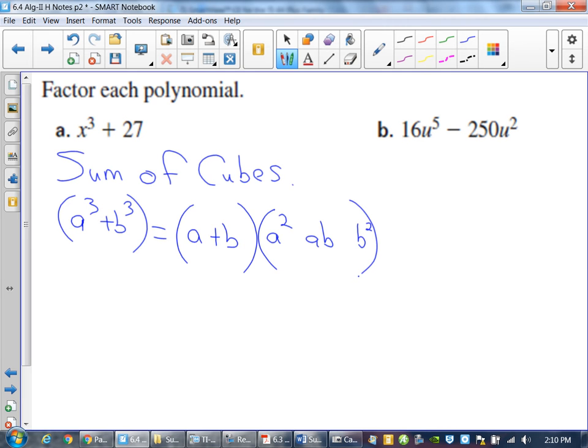And here's what happens with your signs. The second sign that you always put in will always be the opposite of what it starts as. So if this starts as a plus, the second sign will be minus, and the last sign always ends up as plus. The last sign is always plus? Always plus, for both sum and difference.